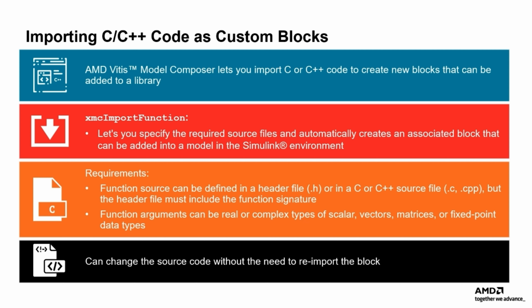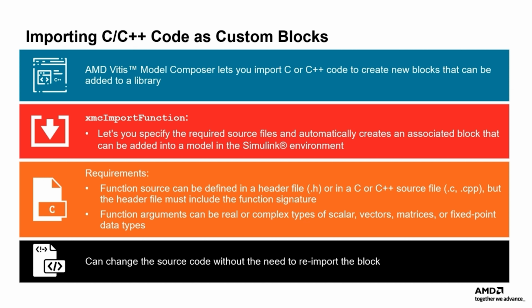Vitis Model Composer does have specific requirements for the code to be properly recognized and processed. The function source can be defined in either a header file or in a C++ source file, but if the function is defined in a source file, then the header file must contain the function signature. You can import functions containing function arguments that are real or complex types of scalars, vectors, or matrices, as well as using all the data types supported by the Vitis Model Composer HLS library, including fixed-point data types.